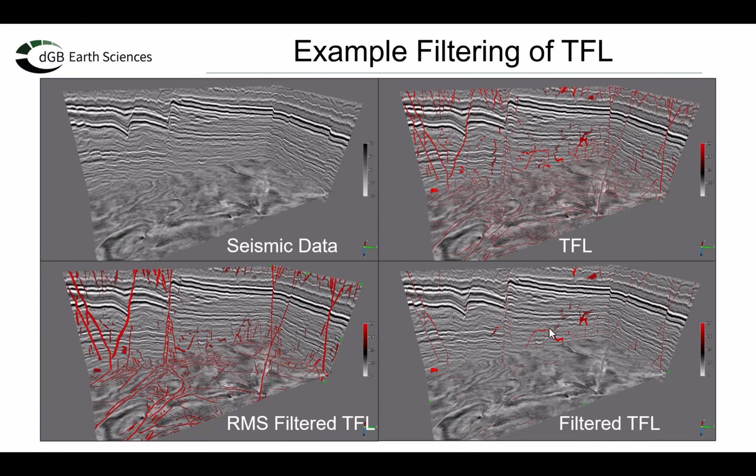Here we see an example of filtering the thin fault likelihood. So on the left we have, left upper corner, let me put a laser pointer here, in this image we see the input seismic. Here we see the TFL as computed by the algorithm. Then we go to this filtering option. We get rid of the smaller elements. And you can see here on this time slice it's difficult to see where these faults are. So then we beef it up with the RMS filtered TFL, and then we can see all the larger faults, and we have, compared to this one, removed a lot of the smaller stuff that we didn't want to see.